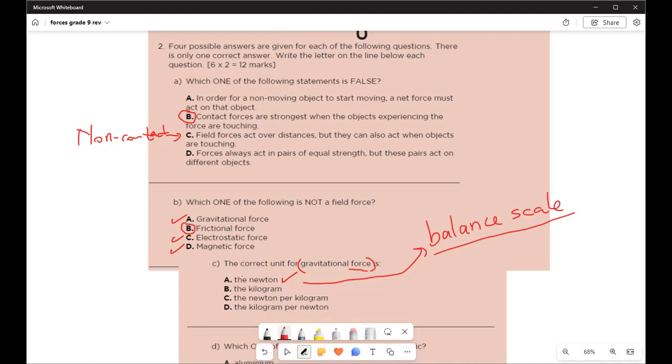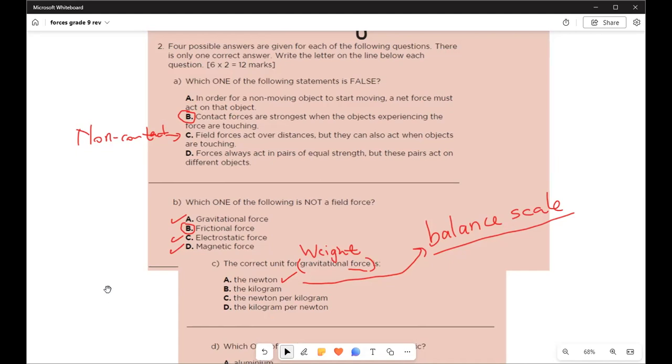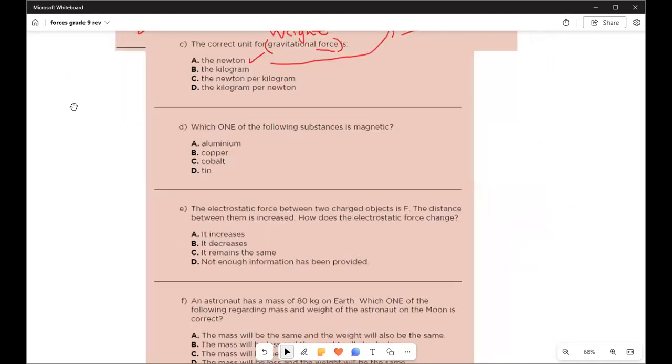Remember, kilogram is mass. Newton is gravitational force. So the other term for gravitational force is weight. Don't confuse weight and mass. Those are two different things. Weight is the gravitational force that the Earth or any other planet exerts on objects. But mass is the quantity of matter in an object and is measured in kilograms, and weight is measured in newtons. Okay, perfect. We can move on to the next question.